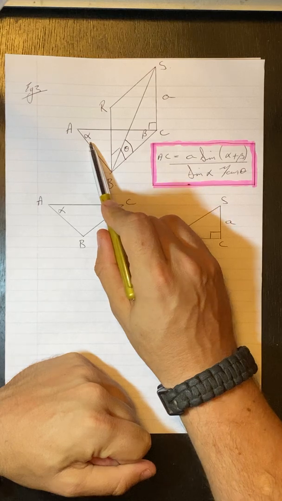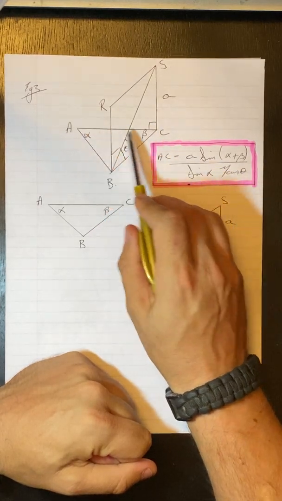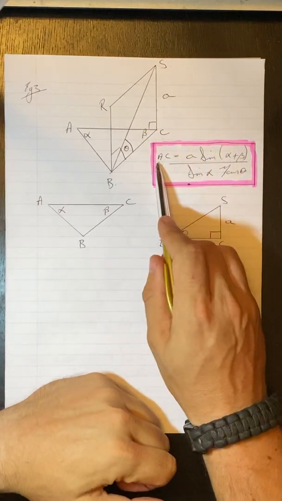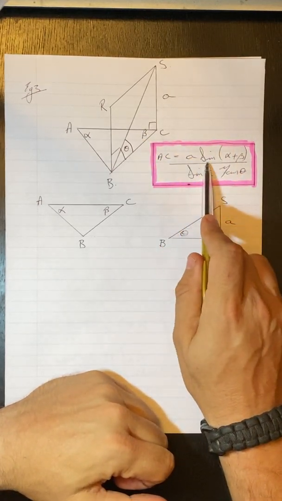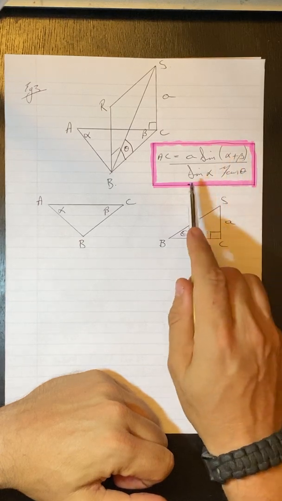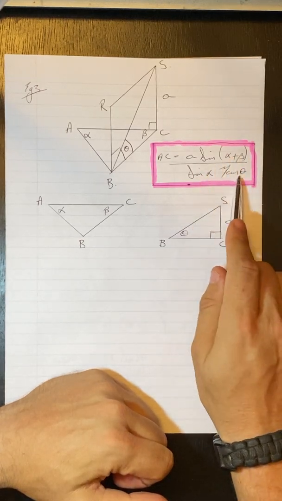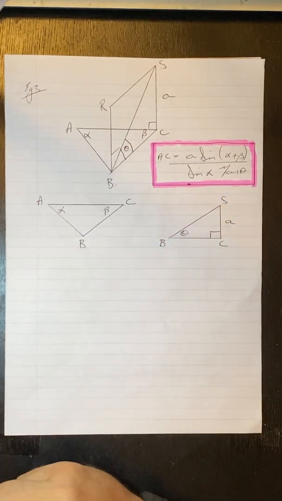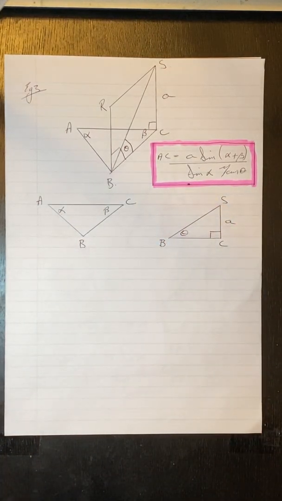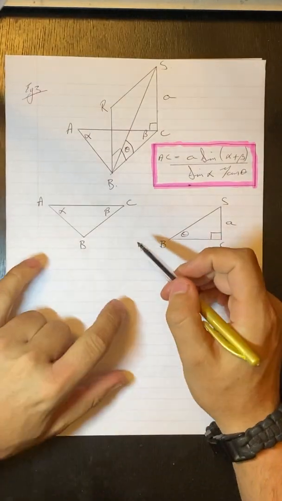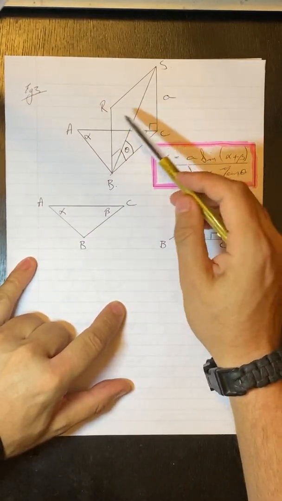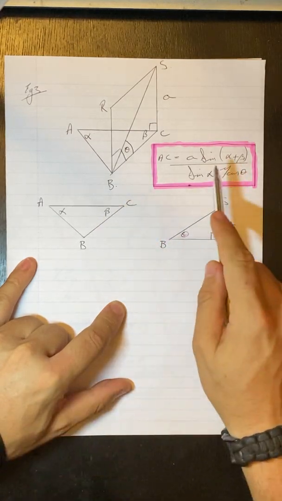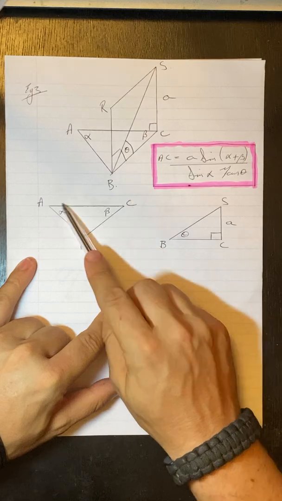BAC is alpha and ACB is beta. We need to show that AC is equal to A sine alpha plus beta over sine alpha tan theta. So again, I've broken it down into two-dimensional shapes. I'm not interested in any other shape there because it doesn't have the information that we need. So we need this AC side over here.